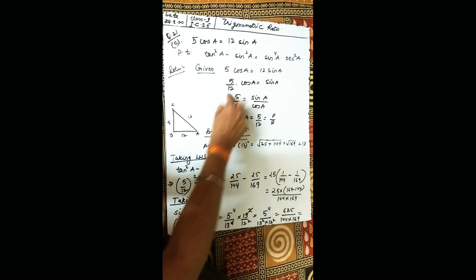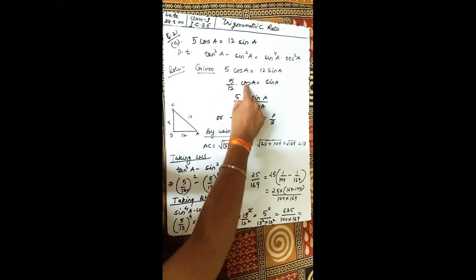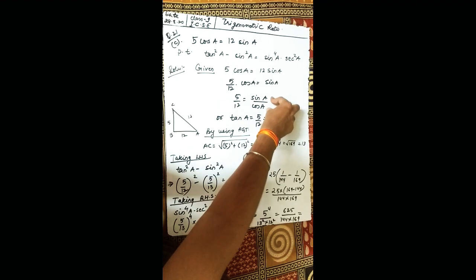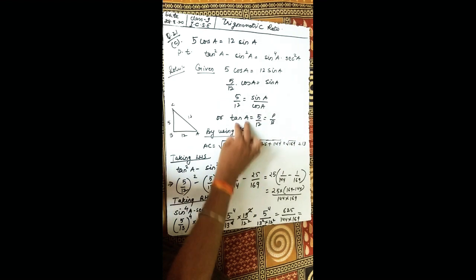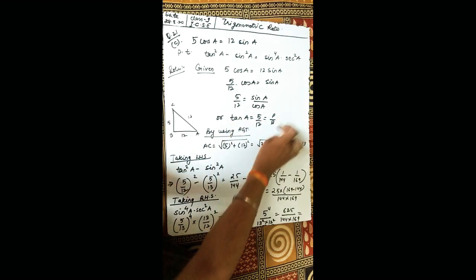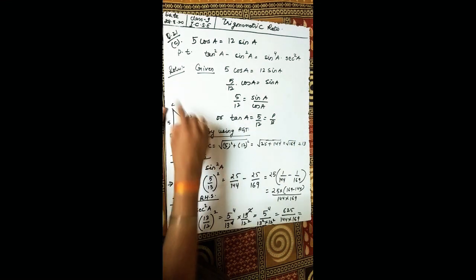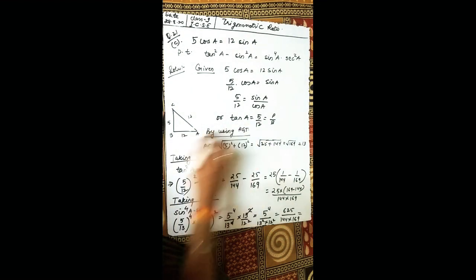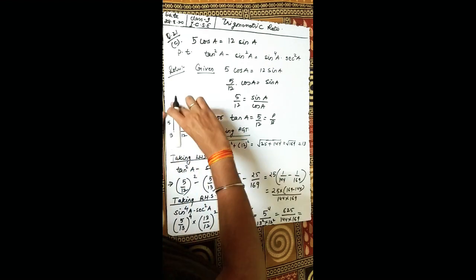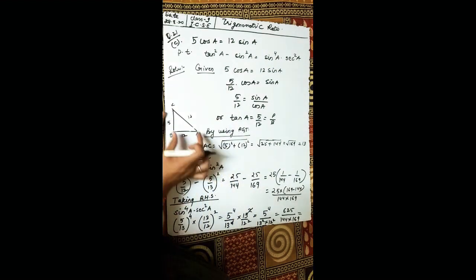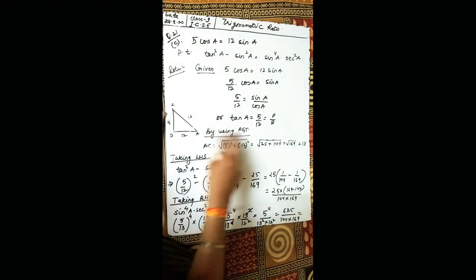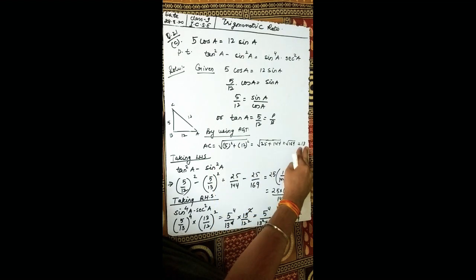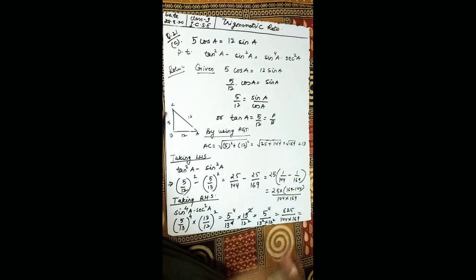Take 12 in the denominator here, and this will be cos A equal to sin A. Now take cos A in the denominator, so 5 by 12 equal to sin by cos. We know that sin A upon cos A will give you tan A. So tan A equal to 5 by 12, and we know tan A is perpendicular upon base. So making a right angled triangle like this, perpendicular upon base, 5 upon 12. By using PGT we can find AC, under root of 5 square plus 12 square, so it will be 13 on solving. So we got hypotenuse as 13.